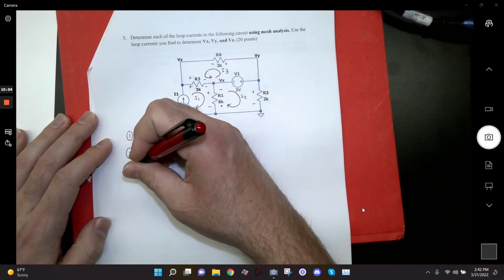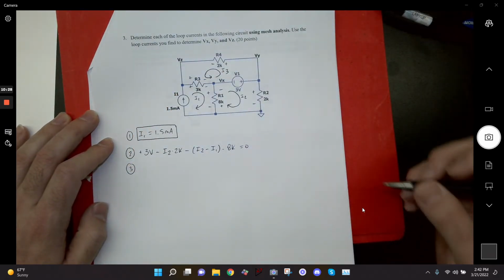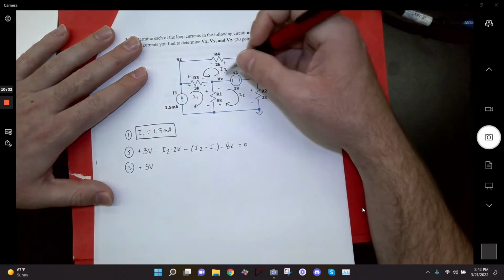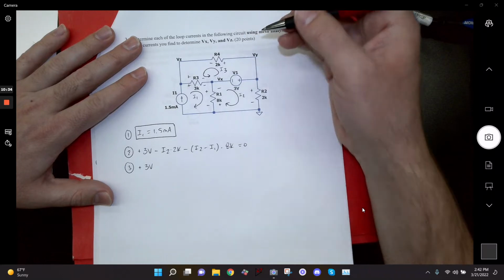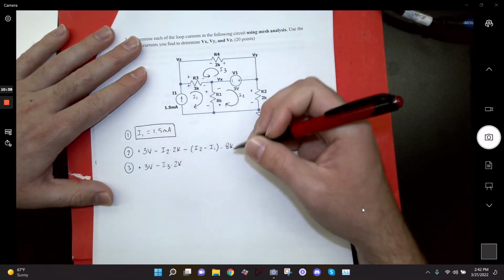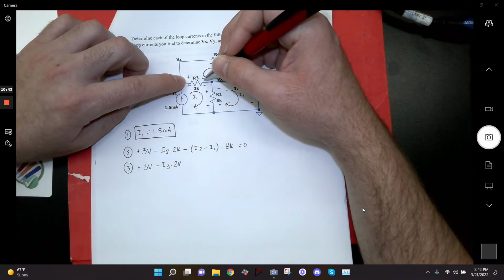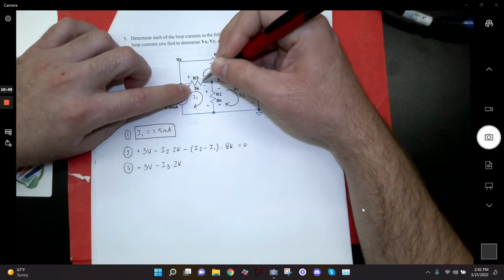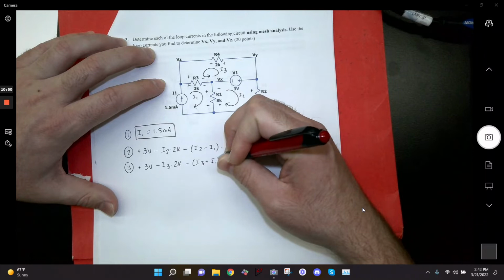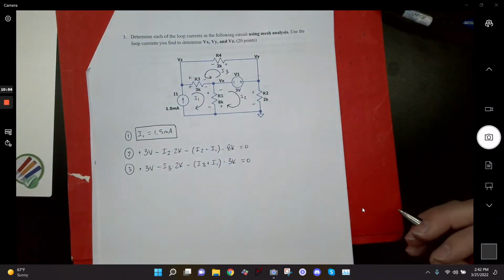And then my third equation is going to be, I'll also start at the voltage source and go across it, so I'll say plus 3 volts, and then I'm going across this 2K, so that's going to be minus I3 times 2K, and then I go across this, and I've got I3 and I1 both flowing through this 3K, and they're in the same direction, so I'm going to add them. Alright, so those are my 3 equations.